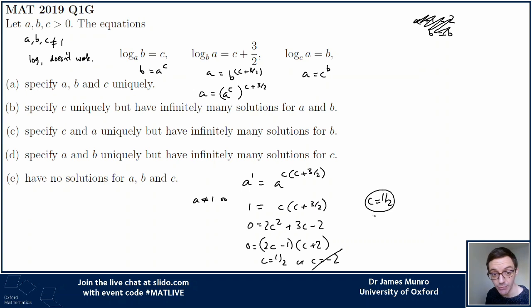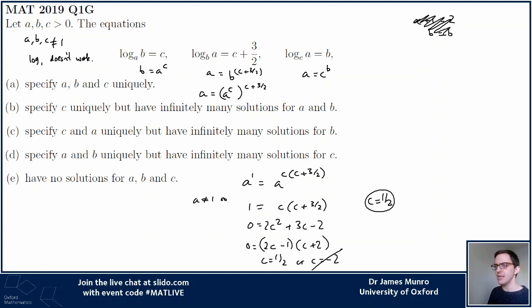Okay, this is pretty good. We found a solution for c. It might still be the case that we have infinitely many solutions for A and B, like in option B. It might be the case that there are no solutions for A and B, in which case I think we pick option E. Or it might be a unique solution for A, B, and C. It could still be option A.